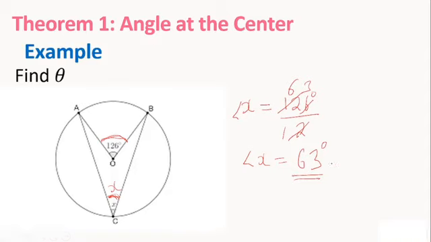I hope this is clear. Make sure that you know these properties. The angle at the center is 2 times bigger than the angle on the circumference. So if you are finding the angle on the circumference, you just need to divide the angle at the center by 2. If you are finding the angle at the center, you just need to multiply the angle on the circumference by 2. I hope this property is clear.